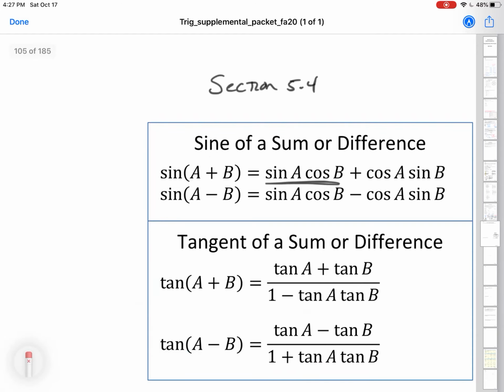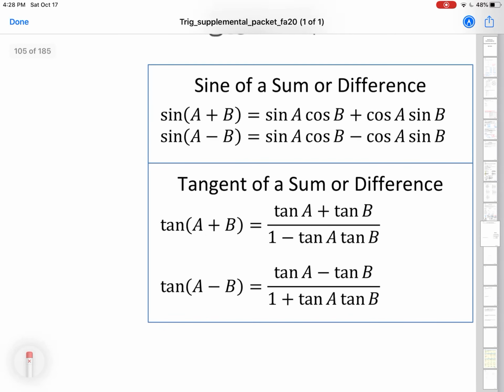So let me erase that so you can see this a little bit better. So sine a plus b, sine a cosine b plus cosine a sine b. Sine of the first angle, cosine of the second, plus cosine of the first, sine of the second. Pretty nice, so that you have the exact same symbol in between.